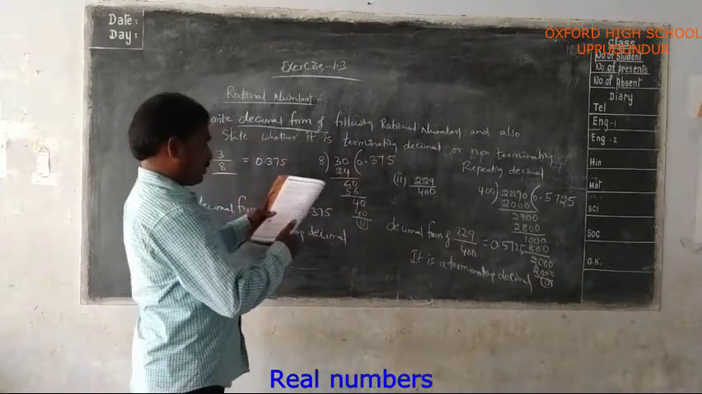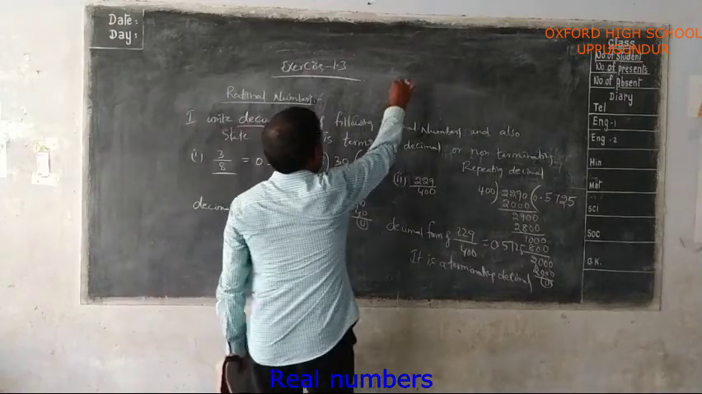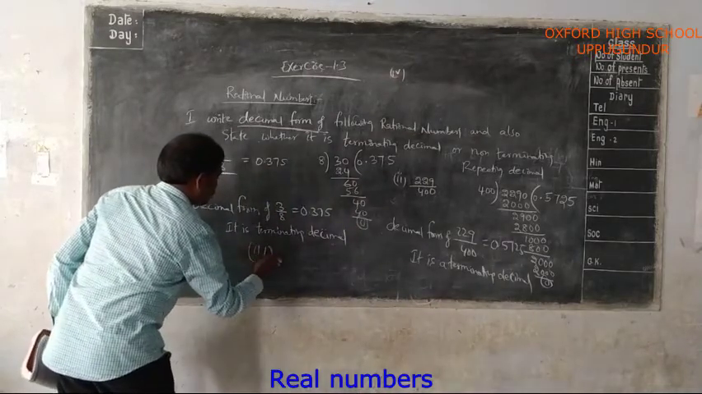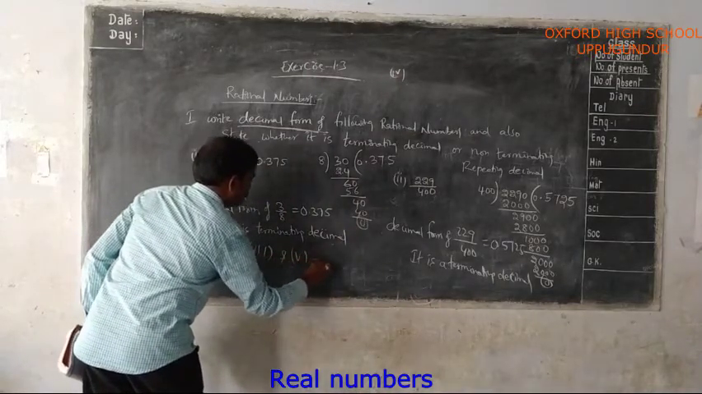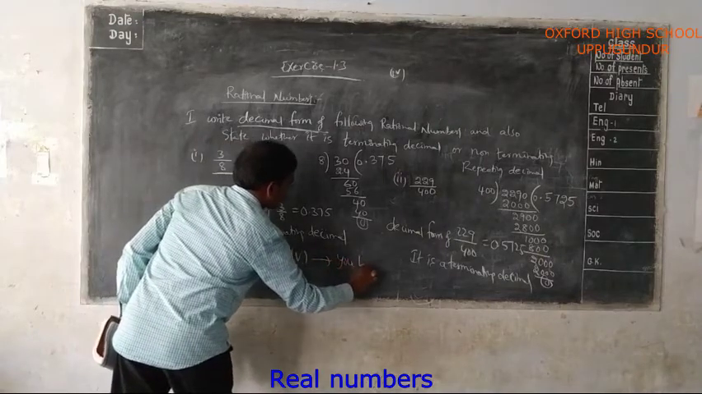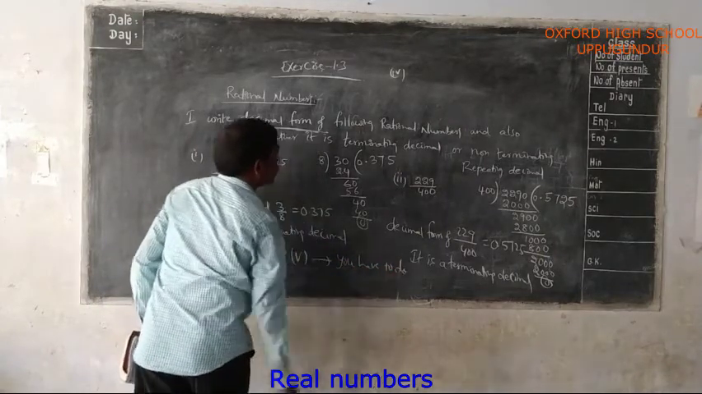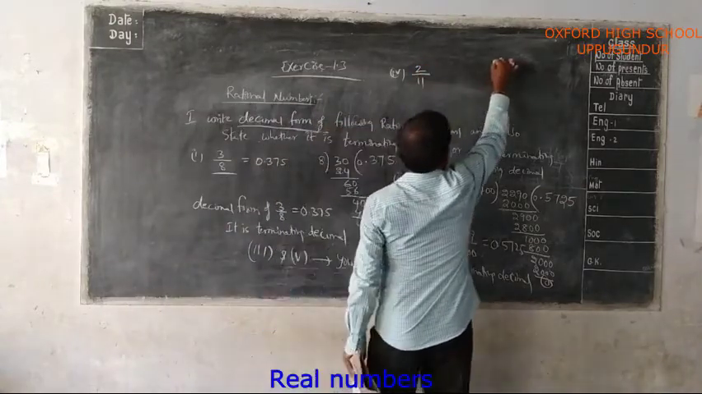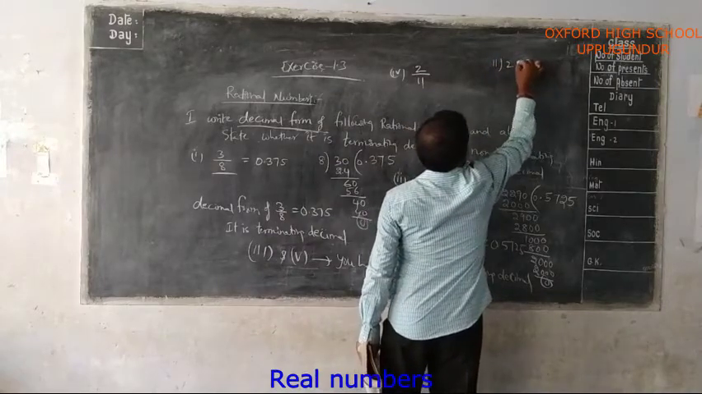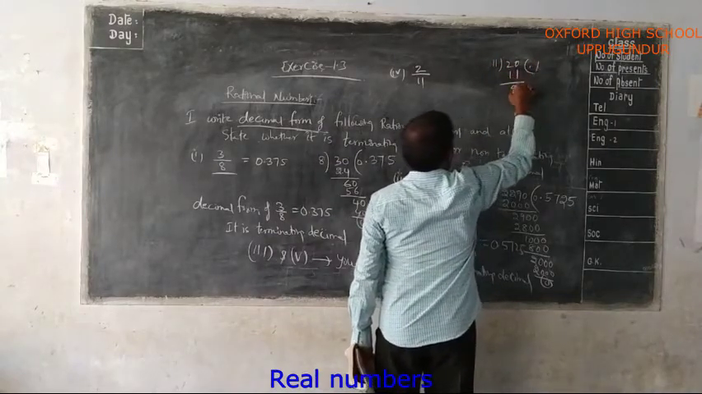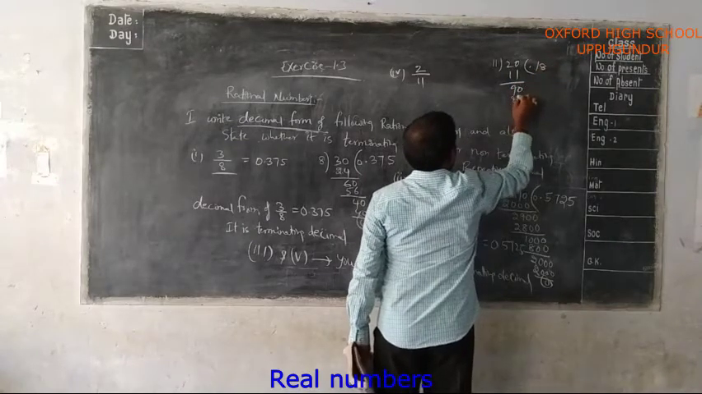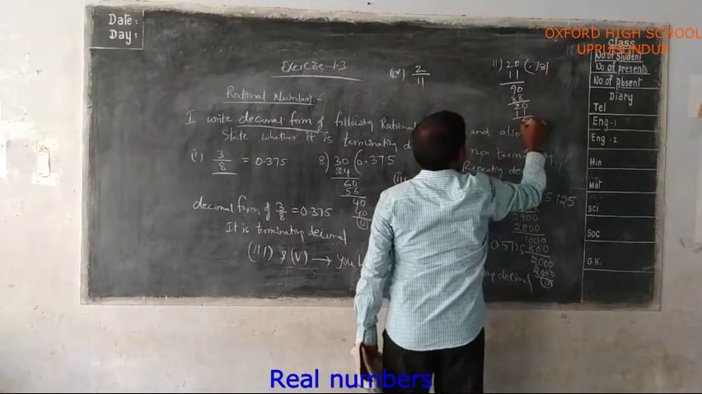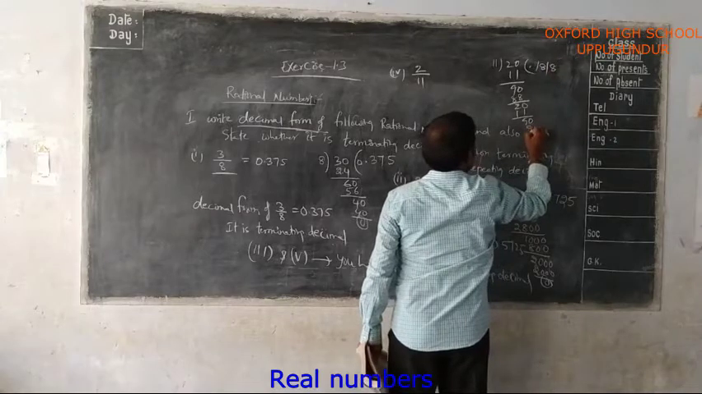Next, the third one and the fifth one you have to do. See the fourth one, 2 by 11. So dividing 2 with 11. 11 ones are 11. Remainder is 9, 0. Again 11 eights are 88, 2, 0. 11 ones are 11, 9, 0. 11 eights are 88, 2.